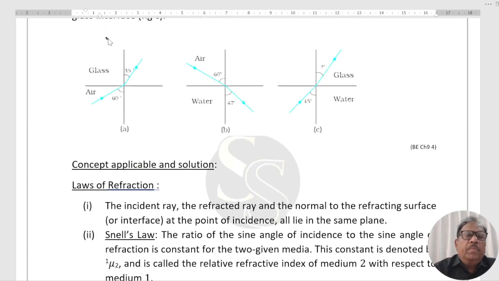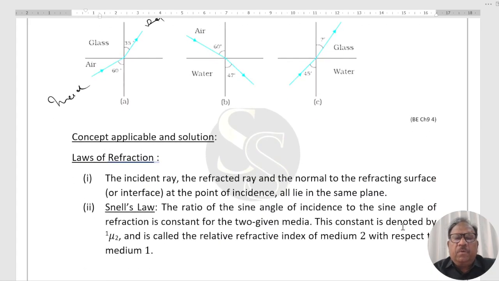This is the normal. This is the incident ray. This is the refracted ray. A change of medium is refraction. If it stays in the same medium after reflection, that is reflection.